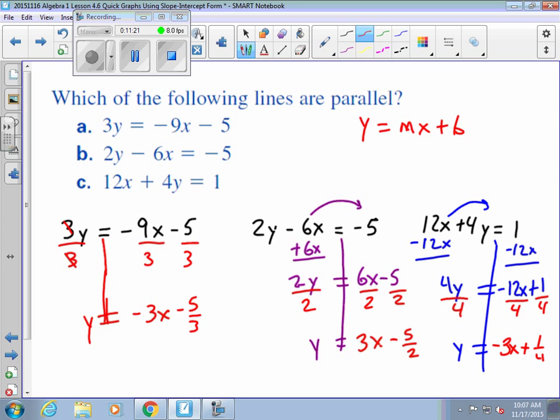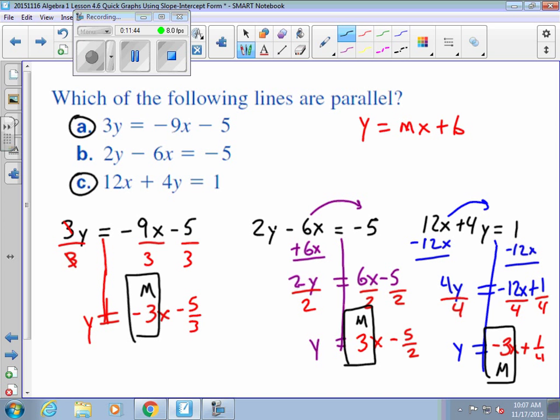Now all of them say y equals mx plus b. Compare your m values. Negative 3 for that one, positive 3 for that one, and negative 3 for this one. And that shows you that parallel lines have the same slope. Line A and C are parallel. Even though line B had a slope of 3, which is similar to negative 3, that is not the same value, which means it is not parallel with those two.